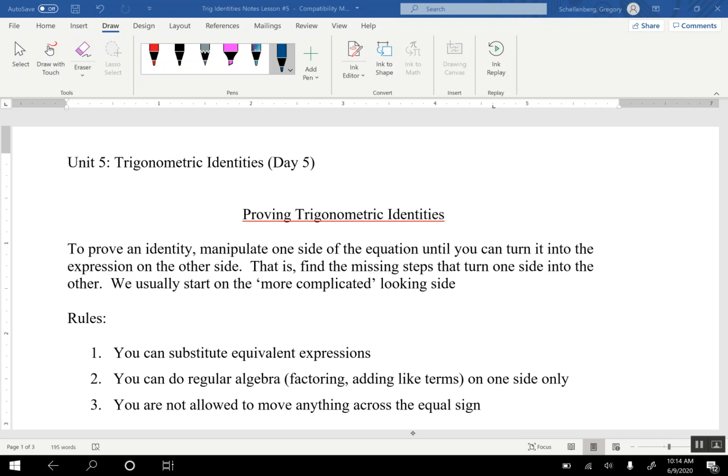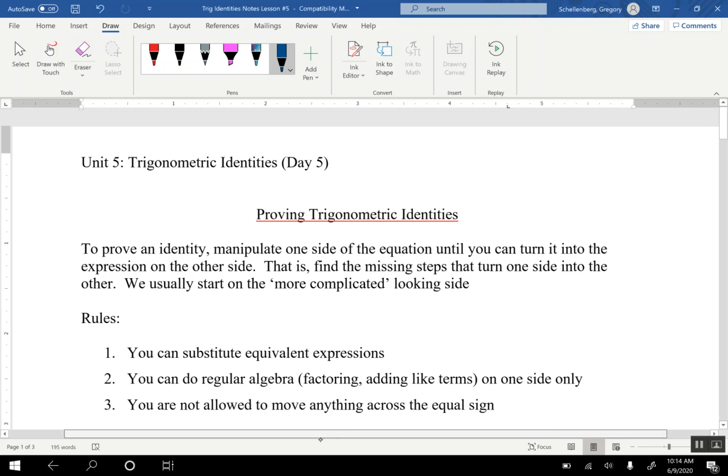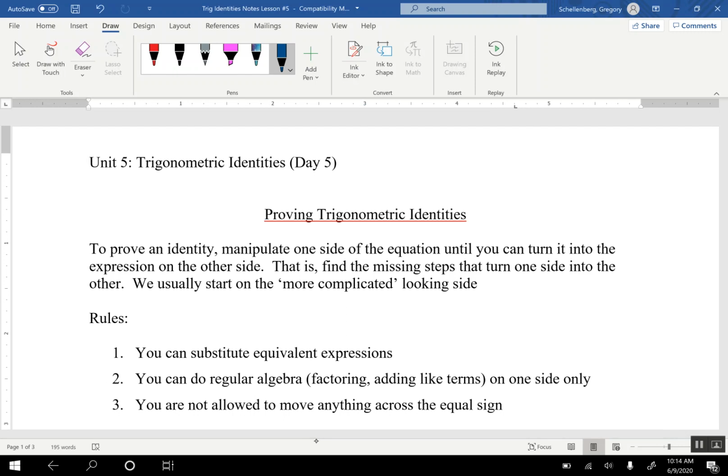Okay, day 5 of our trig identities unit, and we're finally getting into some trig proofs. So, proving trigonometric identities. To prove an identity, we want to manipulate one side of the equation until we can turn it into the expression on the other side. That is, we want to find the missing steps that turn one side into the other.